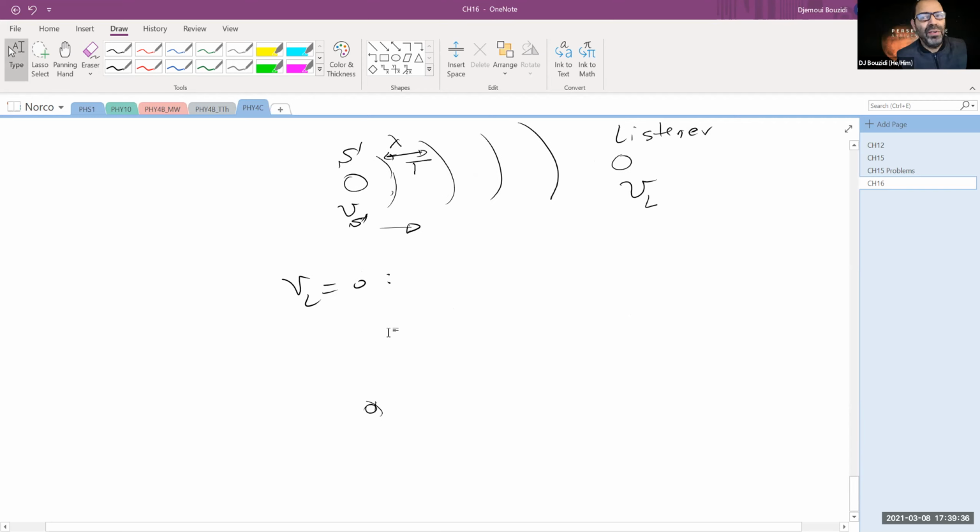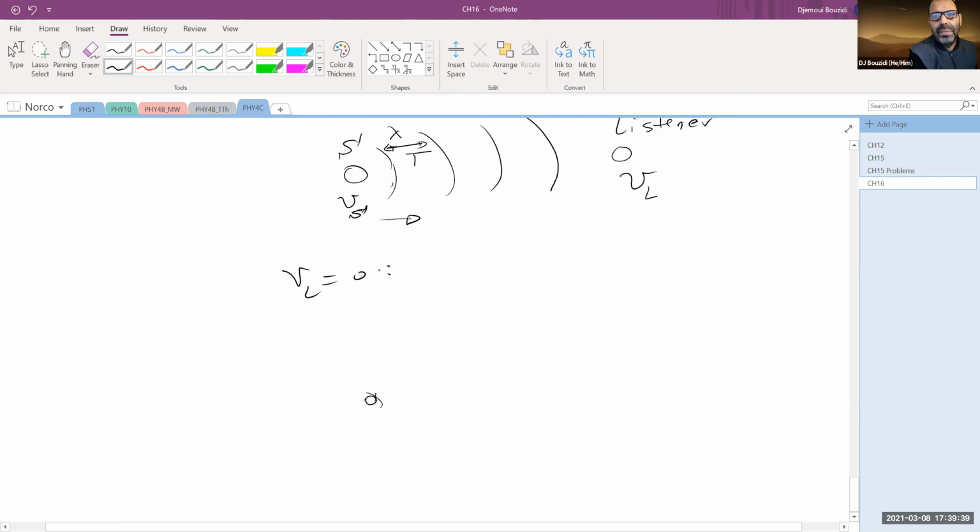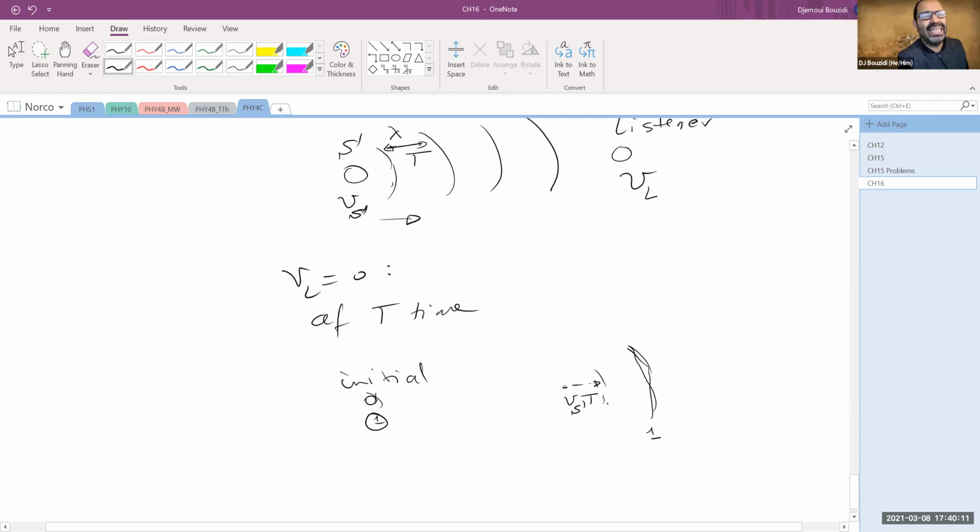Okay, so if it was not moving, but here is the problem: after a T time, when it's about to send the second one. So this is the initial picture we're looking at. The wavefront that was sent from where the source was here, now is here. So this is the one that was sent here. I'm going to label it 1. But the source is not in its original location. It moved the distance v source times T and sent the second wavefront. So this is the second wavefront, number 2, that came out.